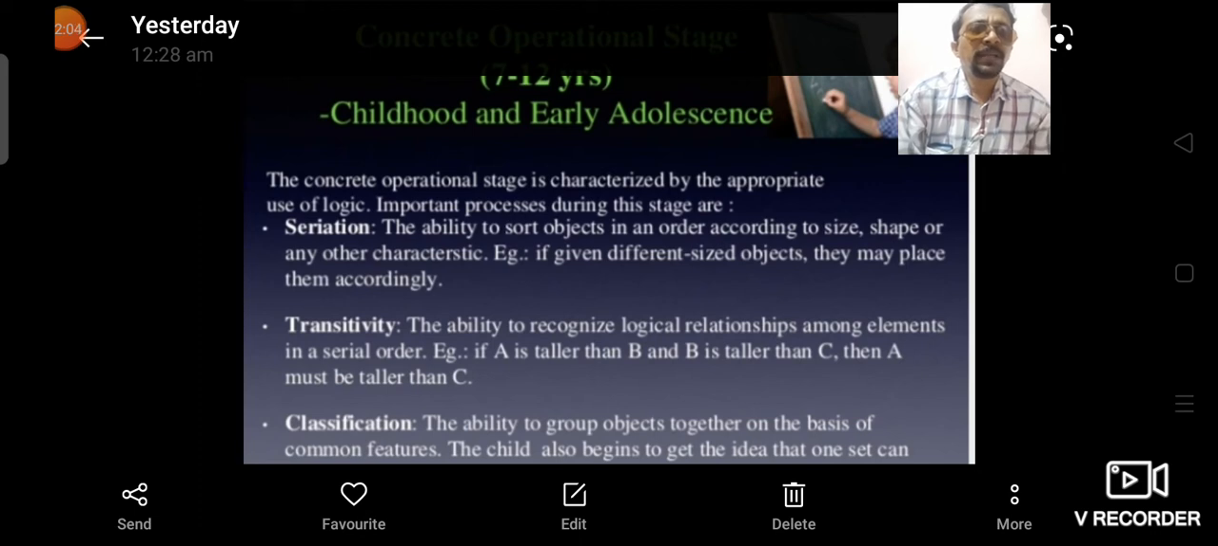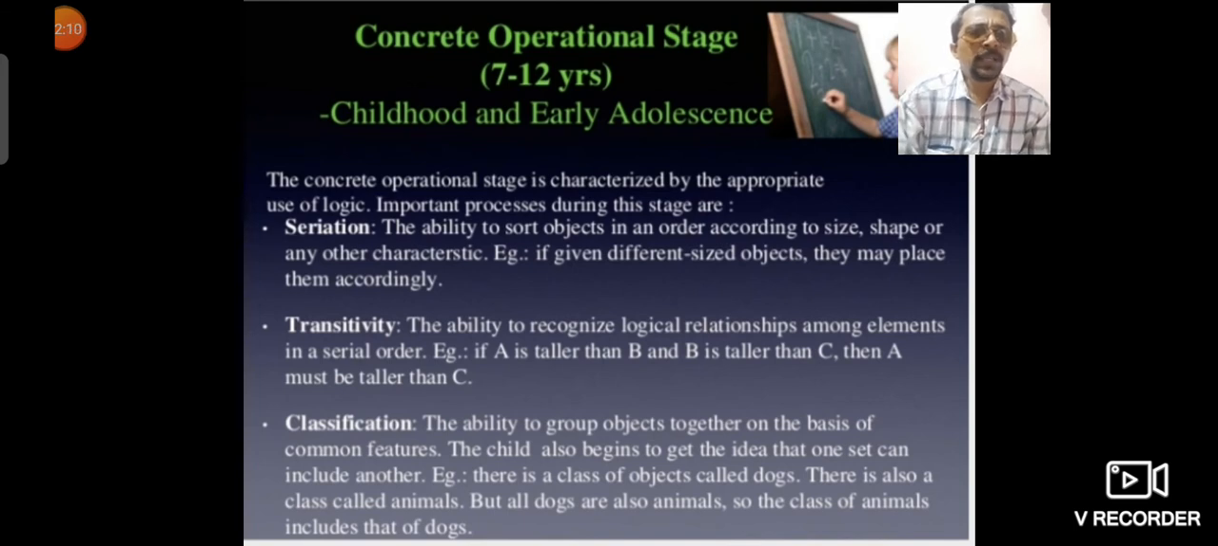transitivity. Okay, yes. Next, classification: the ability to group objects together on the basis of common features. The child also begins to get the idea that one set can include another. For example, there is a class of objects called dogs. There is also a class called animals, but all dogs are also animals. So the class of animals includes that of dogs. This is the concrete operational stage.